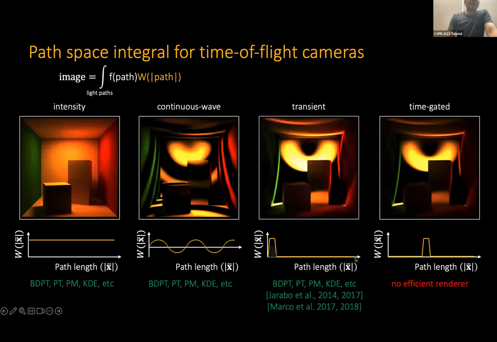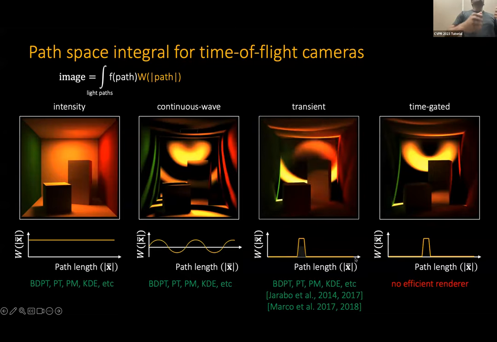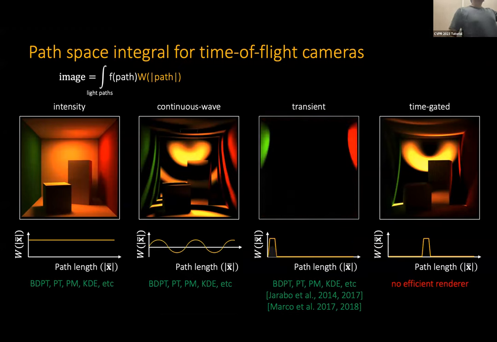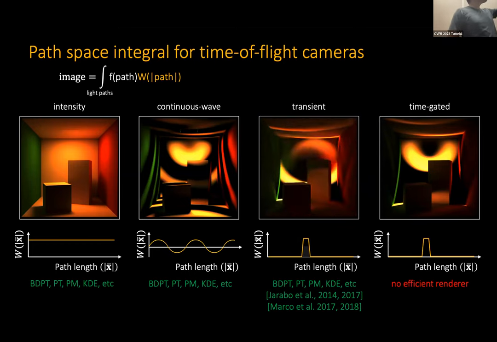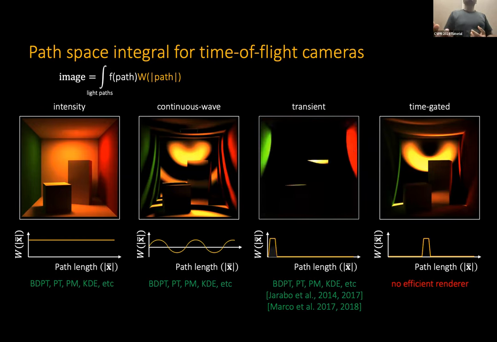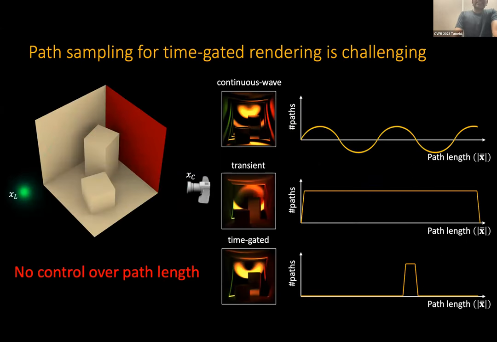The path sampling techniques, like particle light tracing or path tracing or bidirectional path tracing, that were built for intensity cameras remain efficient for two out of the three time of flight cameras, namely the continuous wave time of flight camera and the transient camera, but they're very inefficient for time-gated camera rendering. And let us see why. Here is an illustration of why it's inefficient for time-gated cameras.